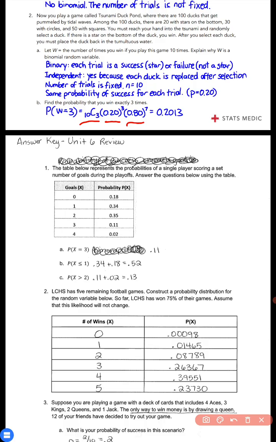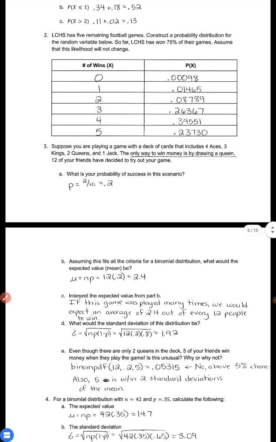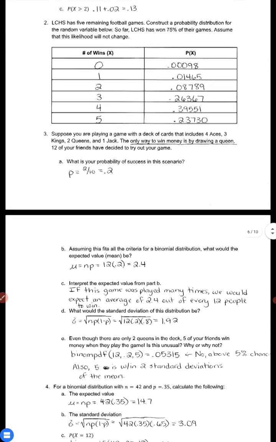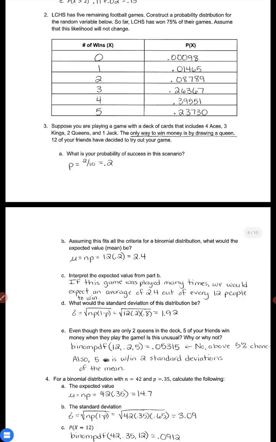It's 20.13%. Now, we can also do this with our calculator. So I'm going to skip down to example 2 on the second page. So we've got a high school here, and they have 5 remaining football games. Construct a probability distribution for the random variable below. So far, LCHS has won 75% of their games. Assume that this likelihood will not change.